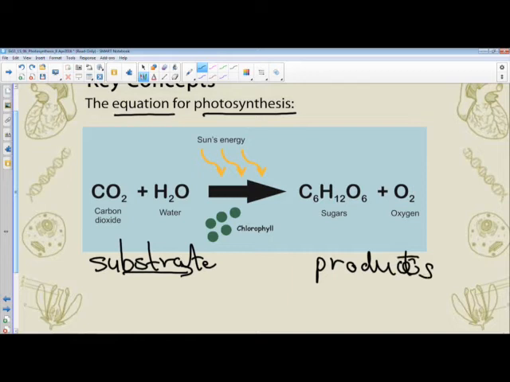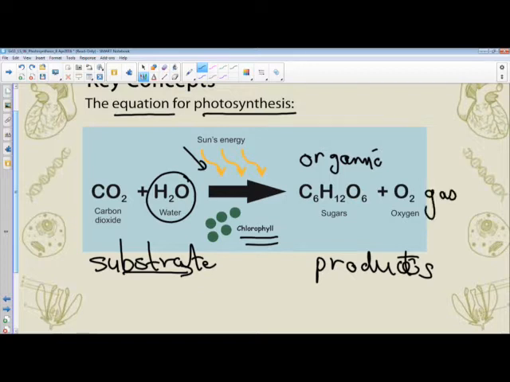So we know that for photosynthesis we need carbon dioxide, we also need water, and without the energy from the sun, this process would not take place. And that energy is trapped by the chlorophyll pigments inside the chloroplast to produce the organic molecule called glucose, or in this case we call it a simple sugar, and it produces oxygen gas, which is a waste product that is given off into the atmosphere.